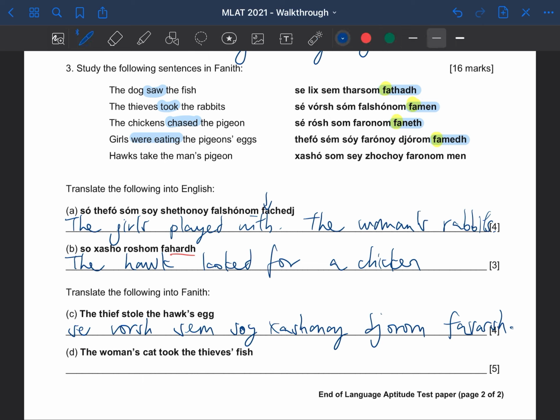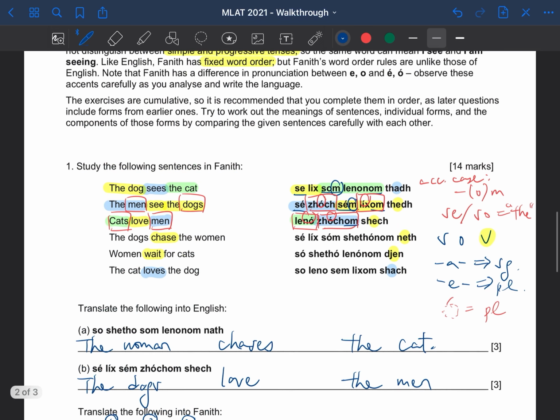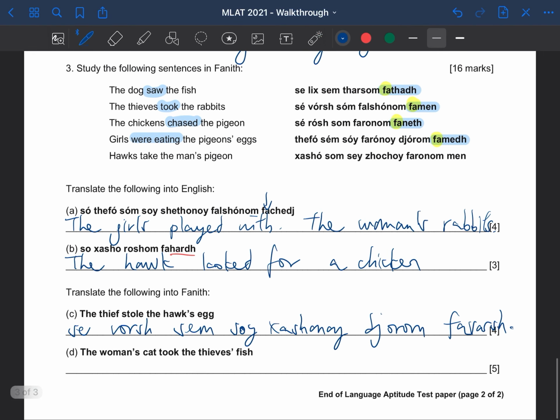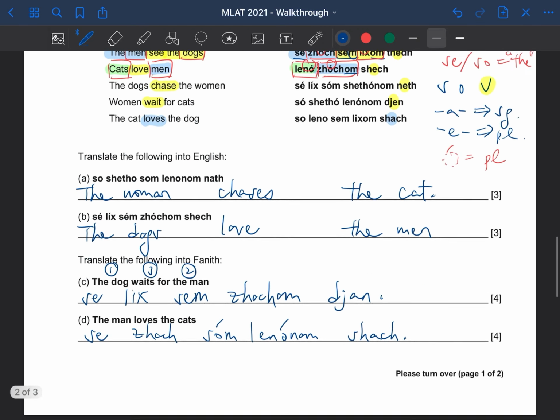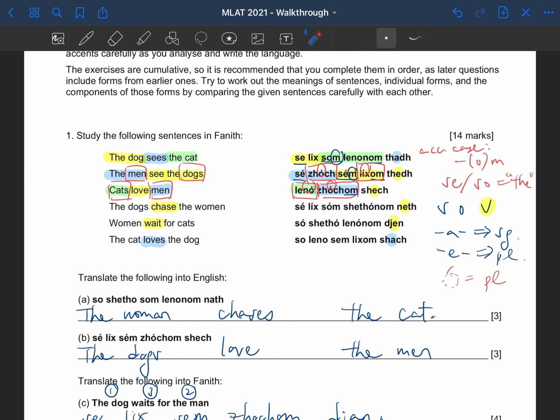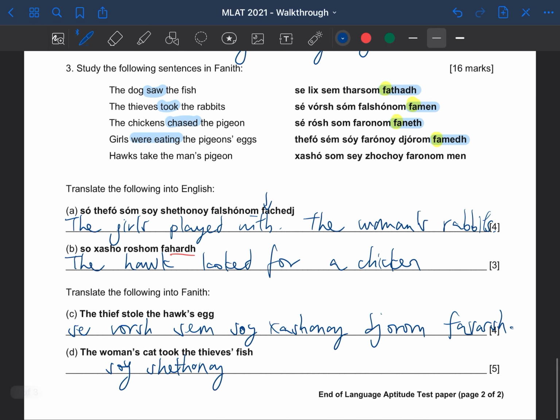Okay, next up, the woman's cat took the thief's fish. Okay, the woman is placed in the middle. I don't think it's here, so we need to move back up. The woman would be so, shetho. This time it is the possessor, so it will be soy, shetho, noi. Then we have the cat, that's not here again, so we can look that up. And the cat will be soleno.